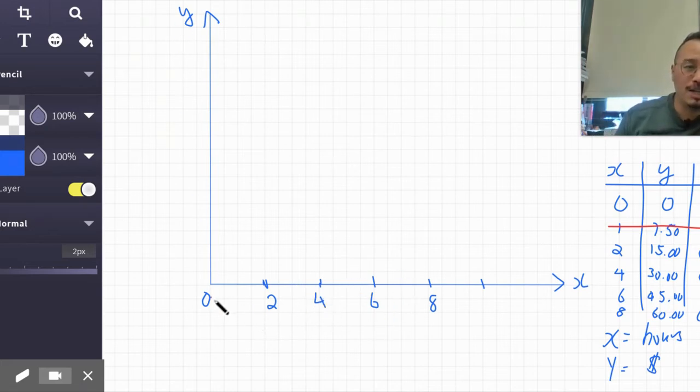Now, let's label up. So let's see what are the numbers. 15, 30. So I could do this. I could skip 4 and just do 15, 30. But make sure you space it evenly. So don't skip 2 and then skip 4. Don't do that. If you're going to skip 4, you're going to skip 4 for everything on that axis.